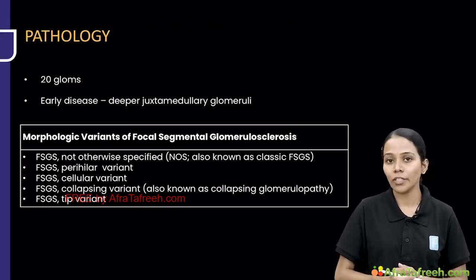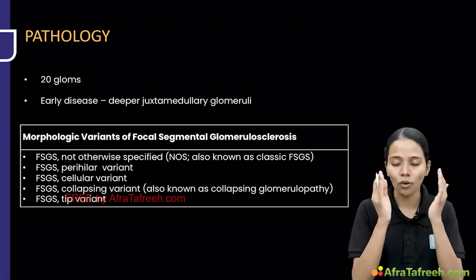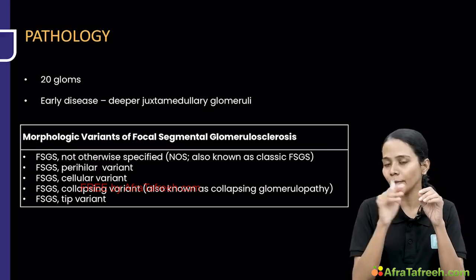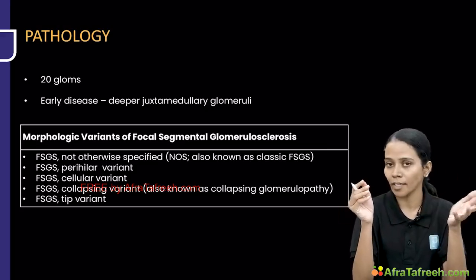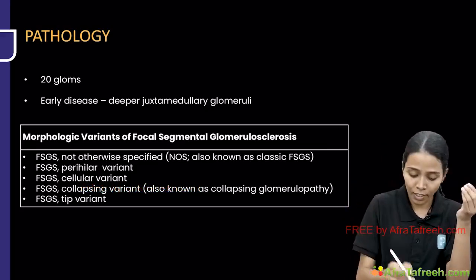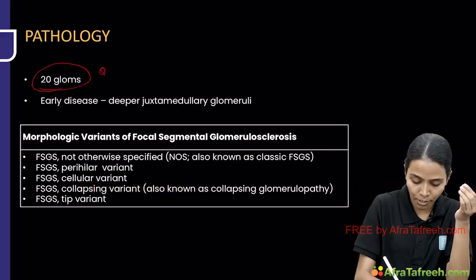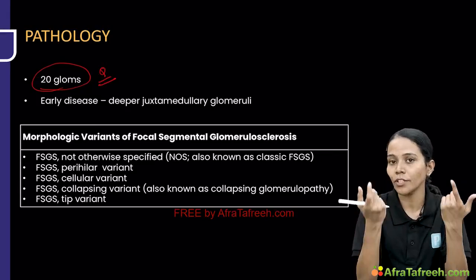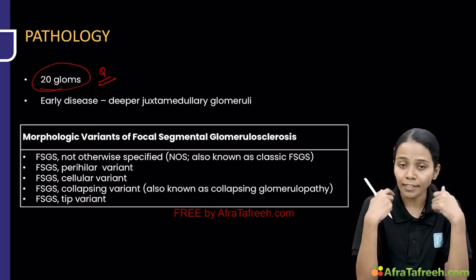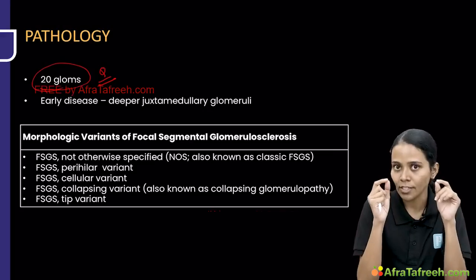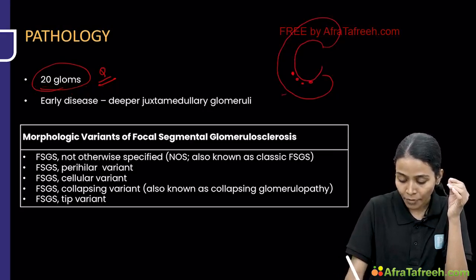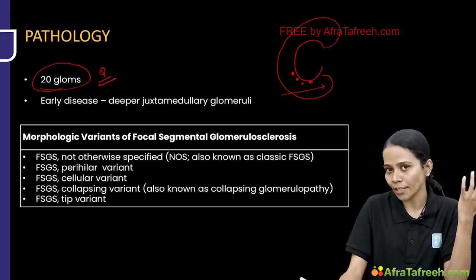So to detect the pathology of FSGS, because it is focal and segmental, we don't require just the 8 to 10 glomeruli which is required for other disease diagnosis. Here we require 20 glomeruli. This has been asked as a question multiple times. You should know that 20 glomeruli are the minimum required to make the diagnosis of FSGS. And in early disease, FSGS is going to affect only the deep juxtamedullary glomeruli. If this is the medulla, the glomeruli that are here are the only ones that are going to be affected. So here, you're going to totally miss the diagnosis of FSGS.